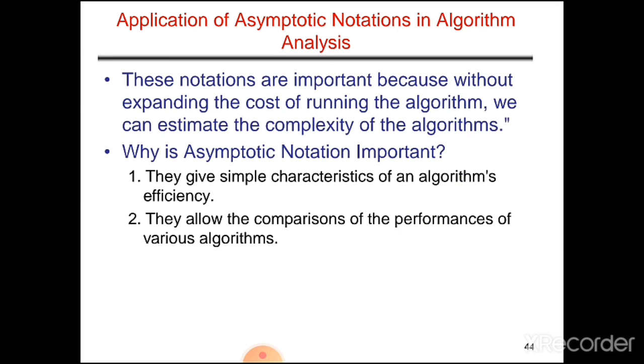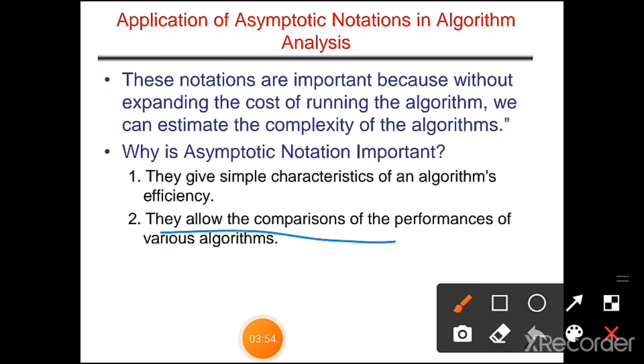Then some applications of asymptotic notation in algorithm analysis. These notations are important because without expanding the cost of running time of the algorithm, we can estimate the complexity of the algorithm. Why is asymptotic notation important? Because they give simple characteristics of an algorithm's efficiency, and they allow the comparison of the performance of various algorithms.